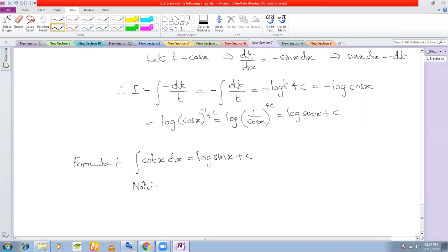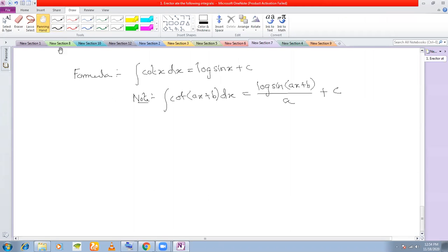So therefore, if you have integral cot(ax plus b) dx, then you can write this as log sine(ax plus b) divided by the derivative of ax plus b, which is a, plus constant of integration. Okay, so I'm not proving this formula.